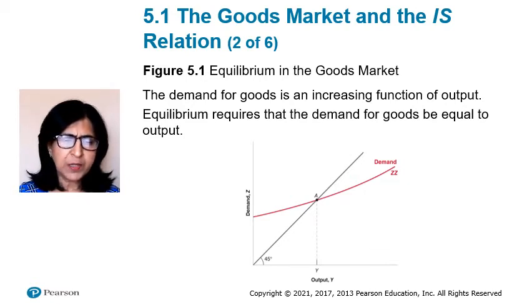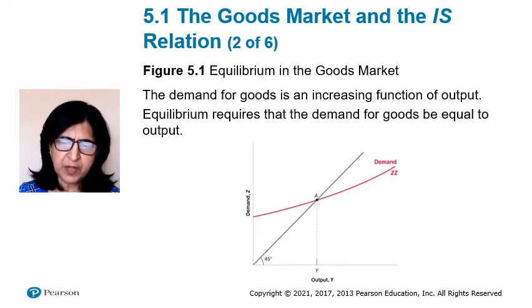However, all the arguments that follow would apply if we assumed that the consumption and investment relations were linear and that ZZ were a straight line. The ZZ curve in figure 5.1 shows that demand for goods is an increasing function of output. The slope of ZZ is less than 1, assuming that increase in output does not lead to a one-for-one increase in demand. Equilibrium requires that the demand for goods be equal to output.